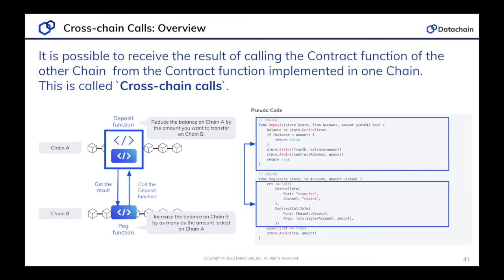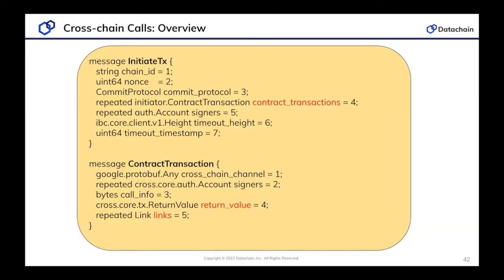Cross-chain calls allow one chain's contract to receive the results of the other chain's contract calls. In the peg function, the call function indicates the deposit function of chain A. How is it implemented? This is a reminder. The initiate text and contract transactions are submitted to the coordinator chain.